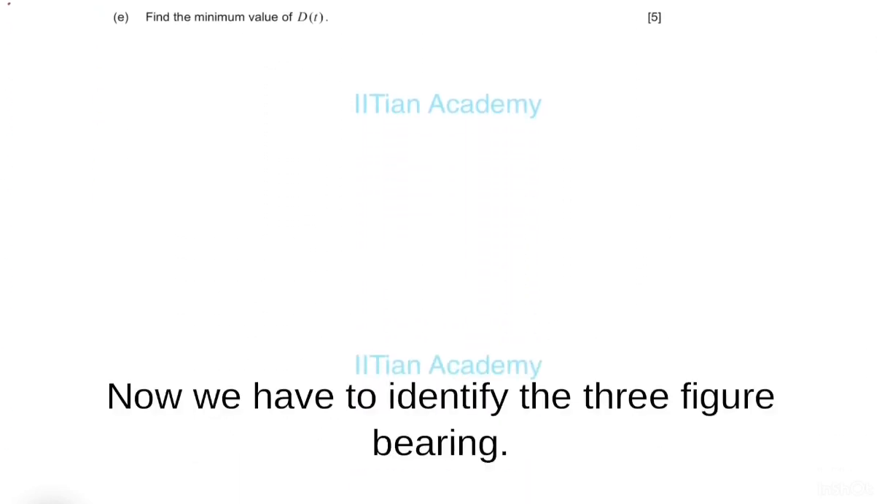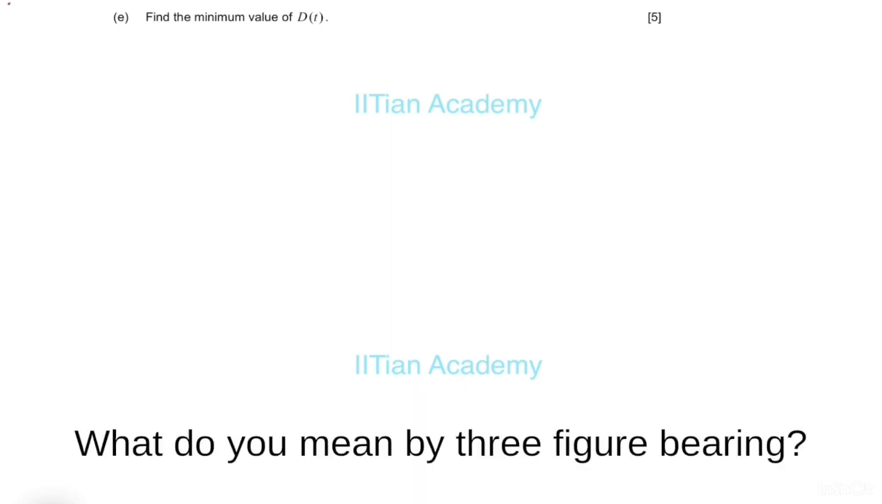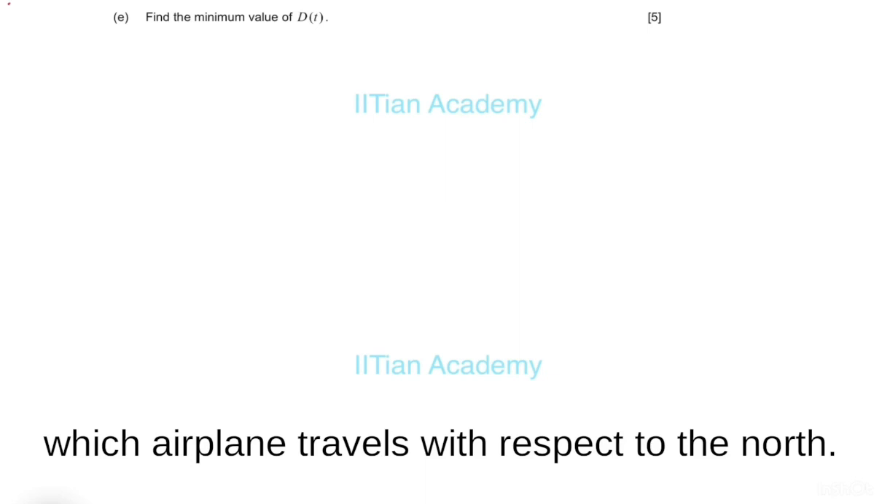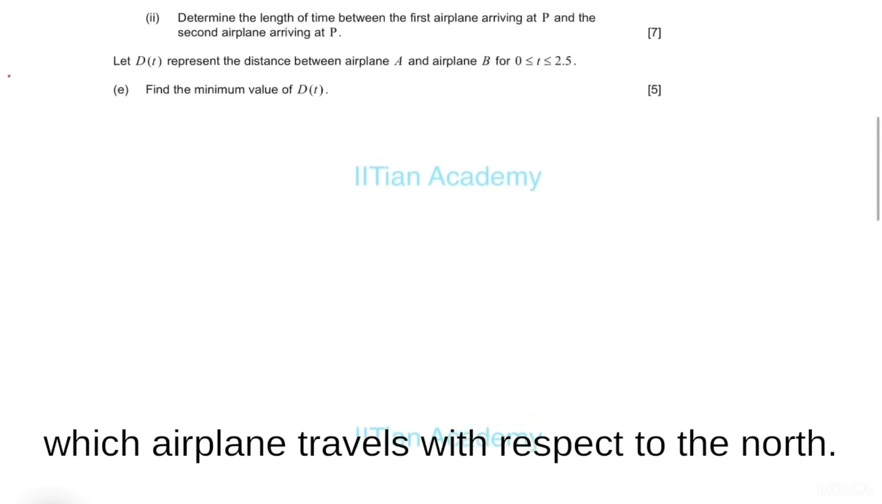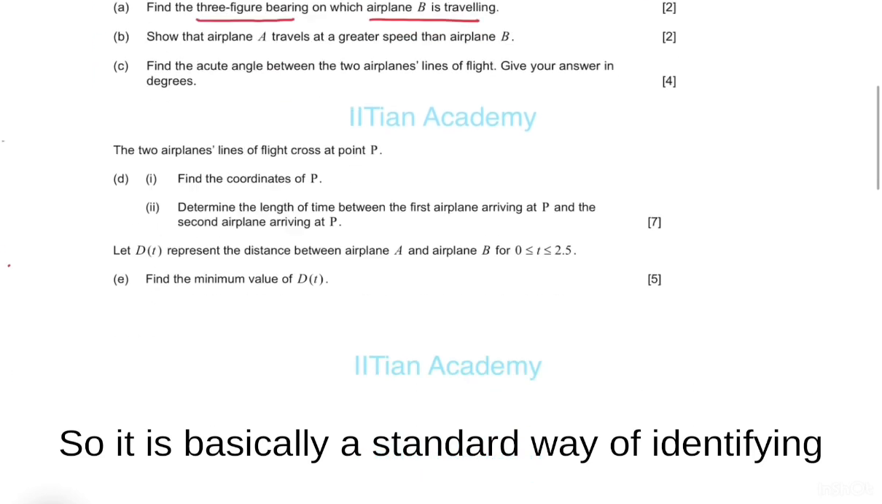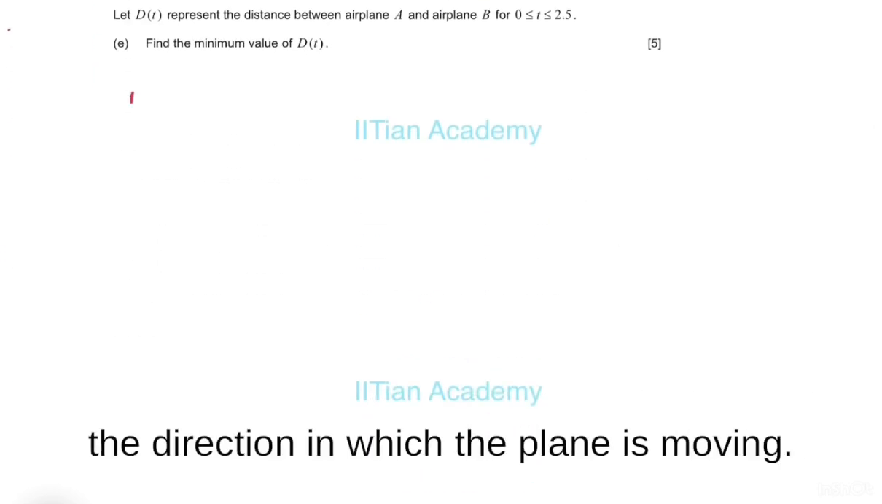Now, we have to identify the three-figure bearing. What do we mean by three-figure bearing? Three-figure bearing is basically the direction in which the airplane travels with respect to the north. So it is basically a standard way of identifying the direction in which the plane is moving.